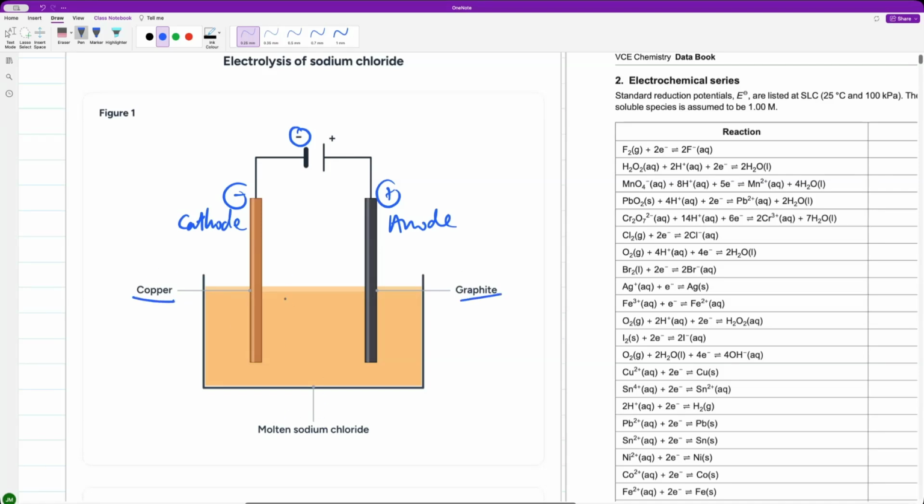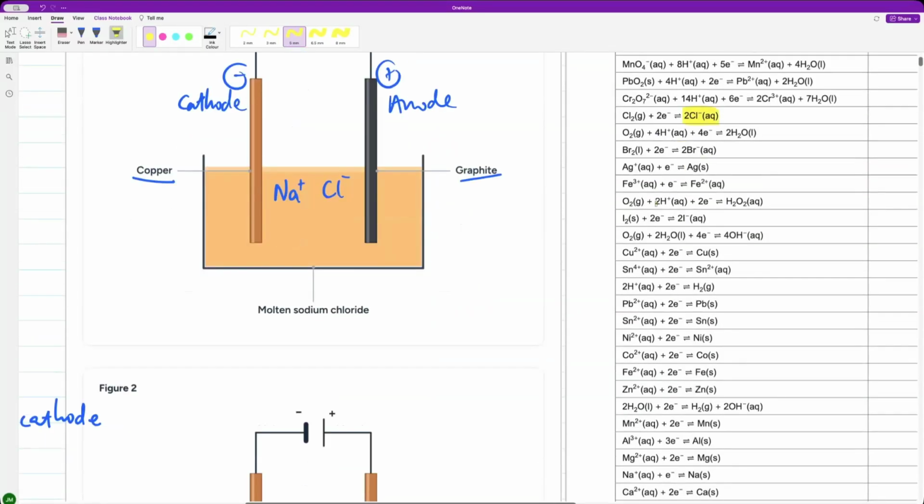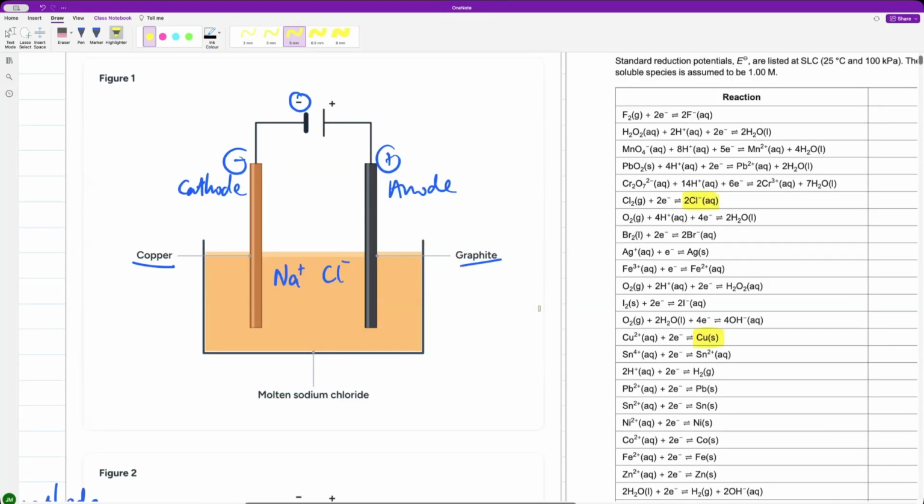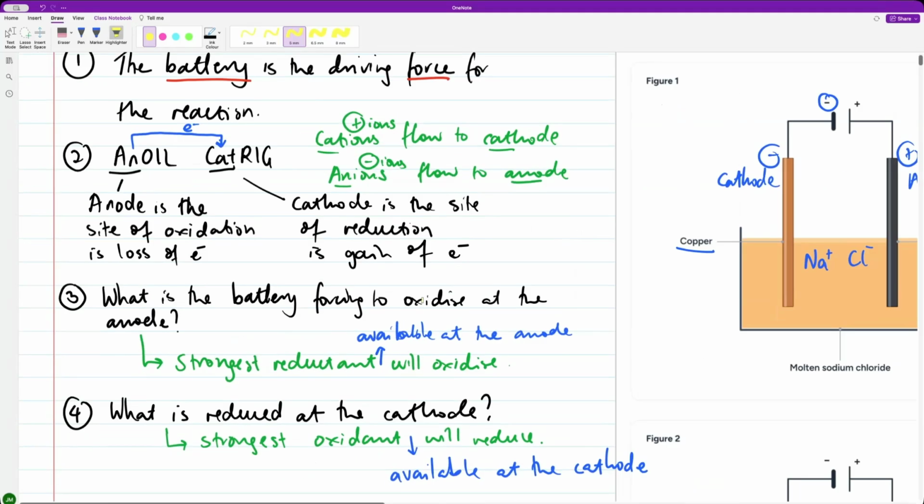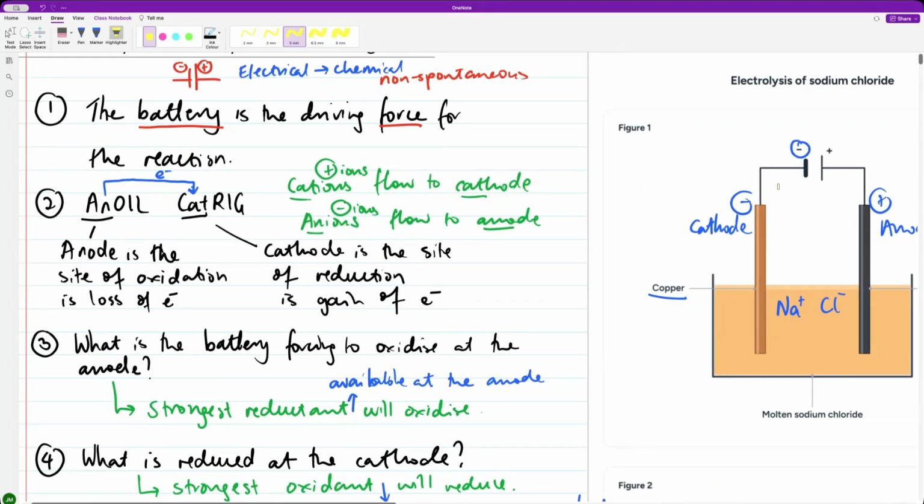We've got molten sodium chloride, so there's no water present. Simply, we just have sodium ions and chloride ions. If we find these on the electrochemical series, we can find chloride over here, and we can find copper over here, and we can find sodium down here. Now we've got to go and apply these rules. The battery is a driving force. We kind of already did that rule. We figured out the terminals of the battery and which one's the cathode and which one's the anode.